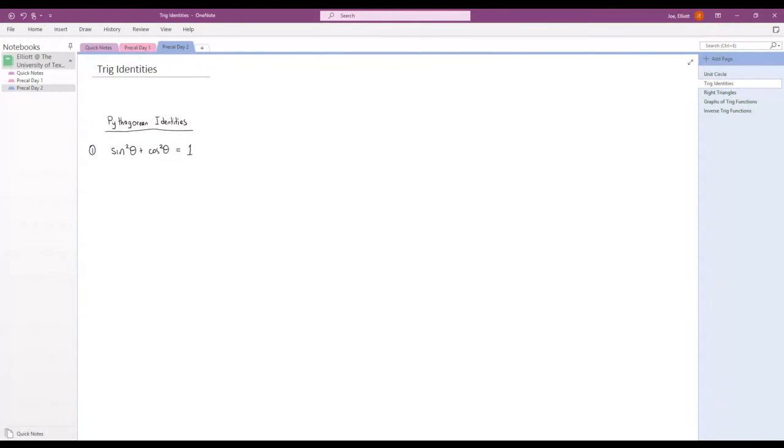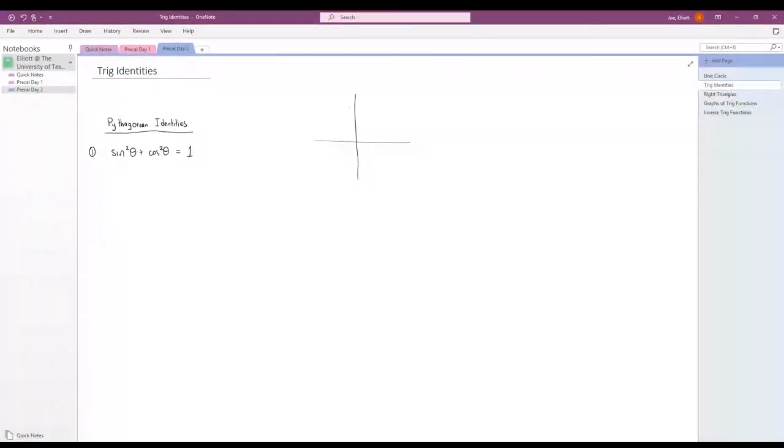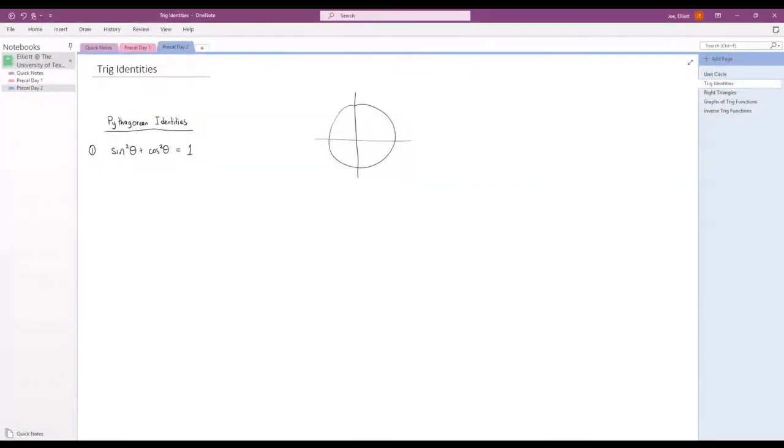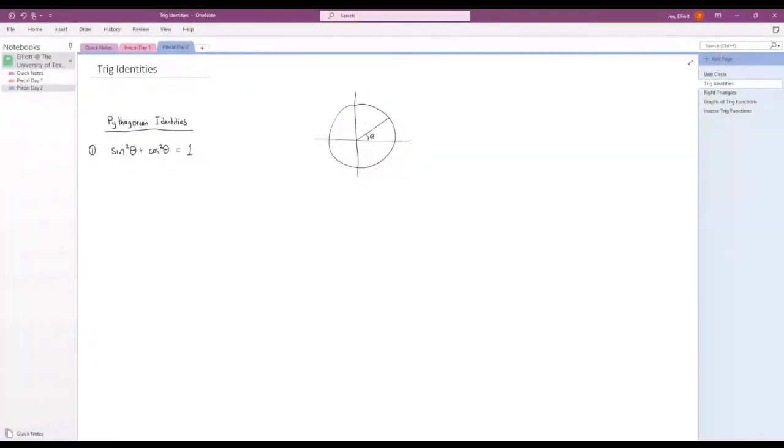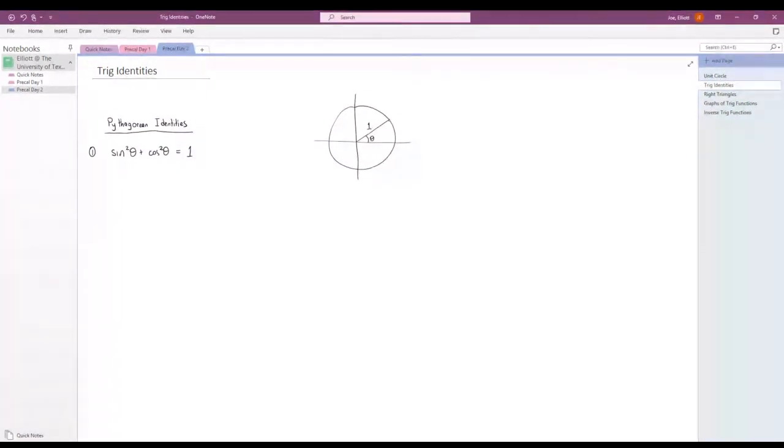Yeah, so it's actually a consequence of the Pythagorean theorem, and hence why we call it a Pythagorean identity. But just so you can understand why that would be true, if I draw a picture of the unit circle, let's say I pick a random angle, the radius is 1. So we can create a right triangle.